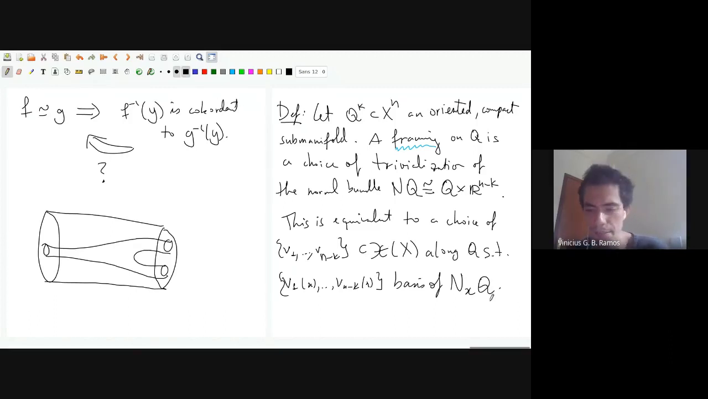And again, as I said before, you can either choose a Riemannian metric and think of the normal bundle as being the orthogonal complement of the tangent space at each point, or you can think of some more abstract quotient. You can think of the quotient of TX by TQ, or you can take any subbundle that's complementary to TQ. Okay, so this is what a framing is.